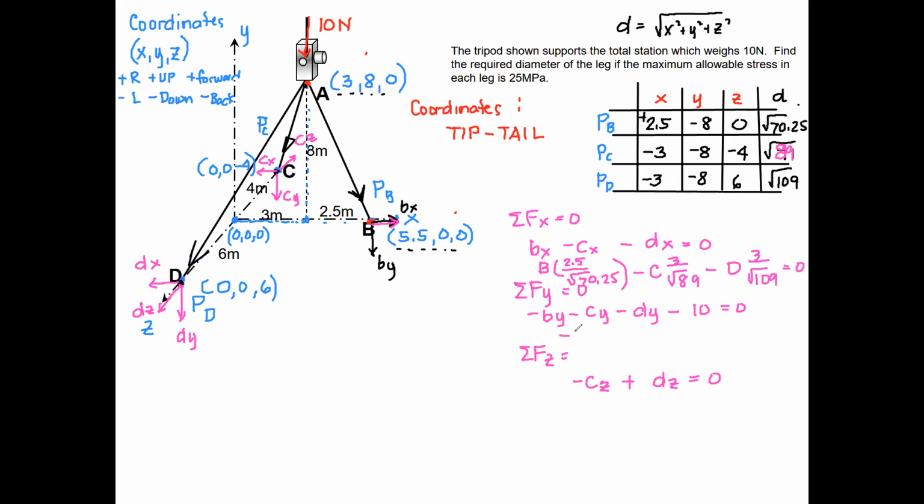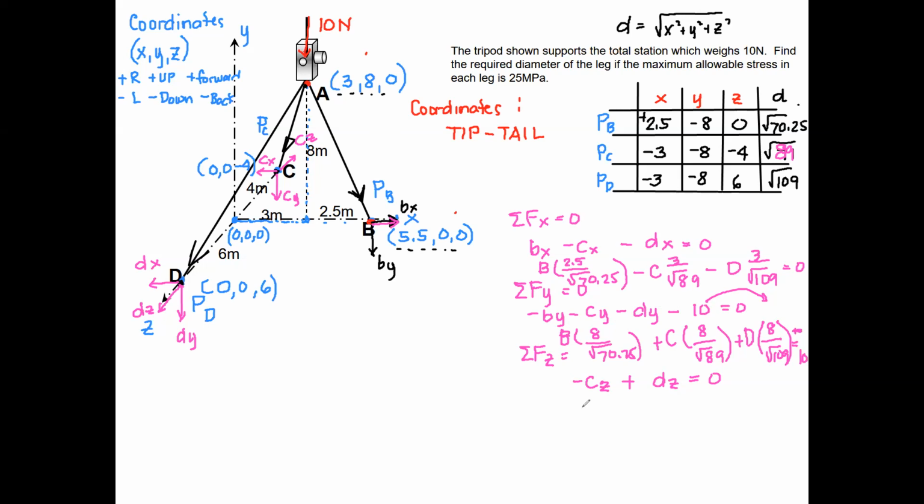Ito BY, it's negative. I'll just multiply by negative 1 both sides. So this becomes B, ang Y ni B is 8 over square root of 70.25, plus CY, ang Y ni C is 8 over square root of 89, and DY is 8 over square root of 109. If I will transpose this to the other side, it becomes positive, but I multiply both sides by negative 1, so it becomes negative. Positive na, positive 10. I multiply it by negative 1, so this becomes all positive, pero pag nilipat sa kabila, it becomes negative 10.